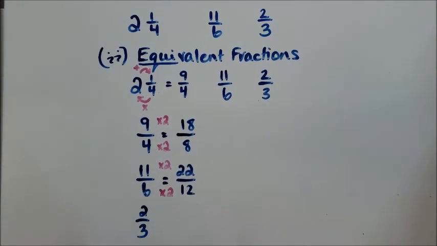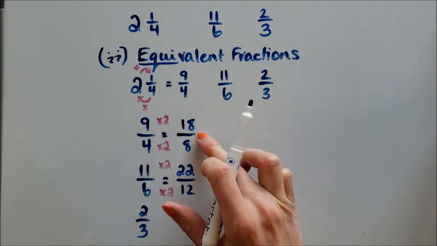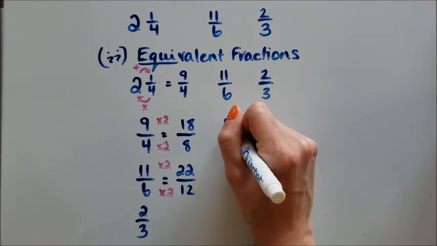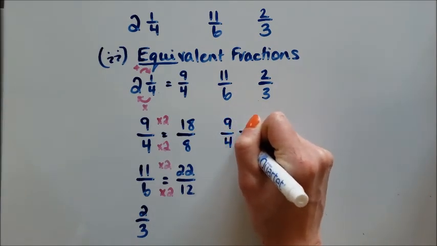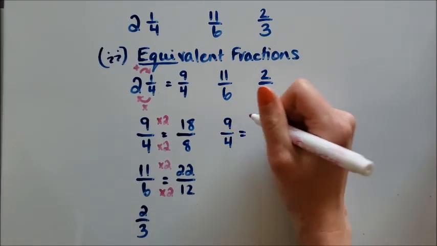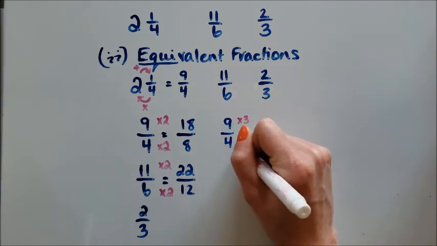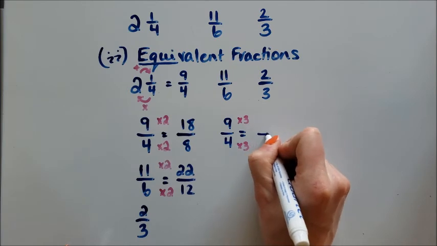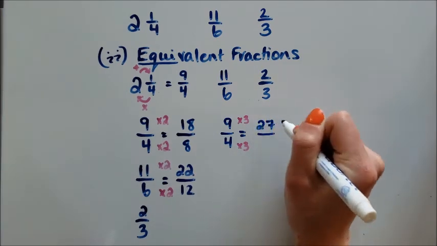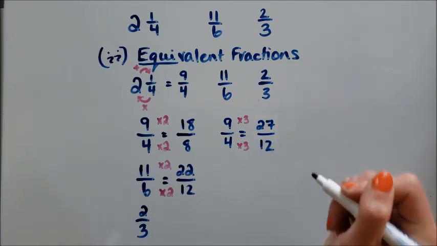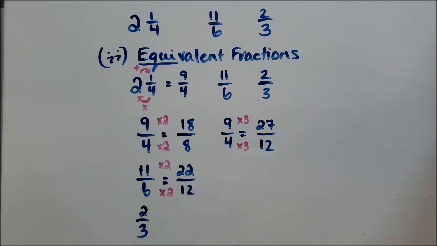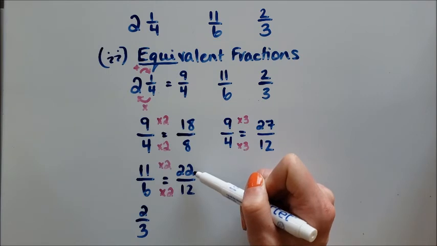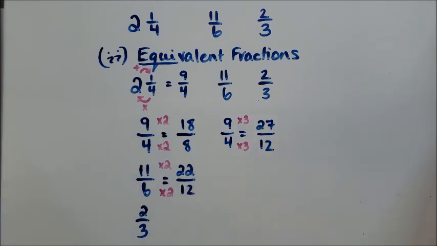Well, that is an equivalent fraction to 9 over 4, but it's not helping me compare to this number here. So I'm going to try it again, and I'm going to go with the next number. So times 3. So 9 times 3 is 27, and 4 times 3 is 12. Now I have the same denominator. So I can compare this number and this number quite easily when I have the same denominator.